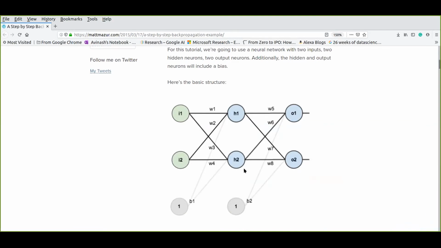And then once you're done with your first forward propagation and you calculate your error and you back propagate it, these are the things that are going to be updated. So these are going to be the parameters of our neural network. Here we have 8 weight parameters.